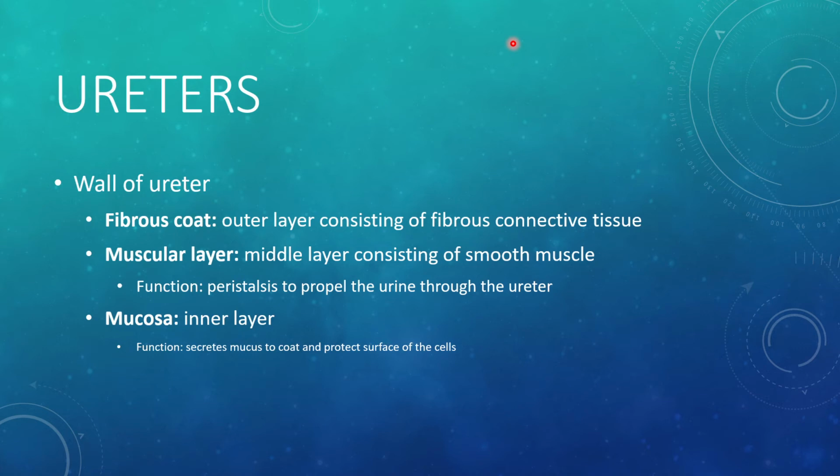This serves as a slippery coating on the inside of the tube, allowing urine to flow freely. This also protects the cells on the surface of the inner lumen of the vessel.